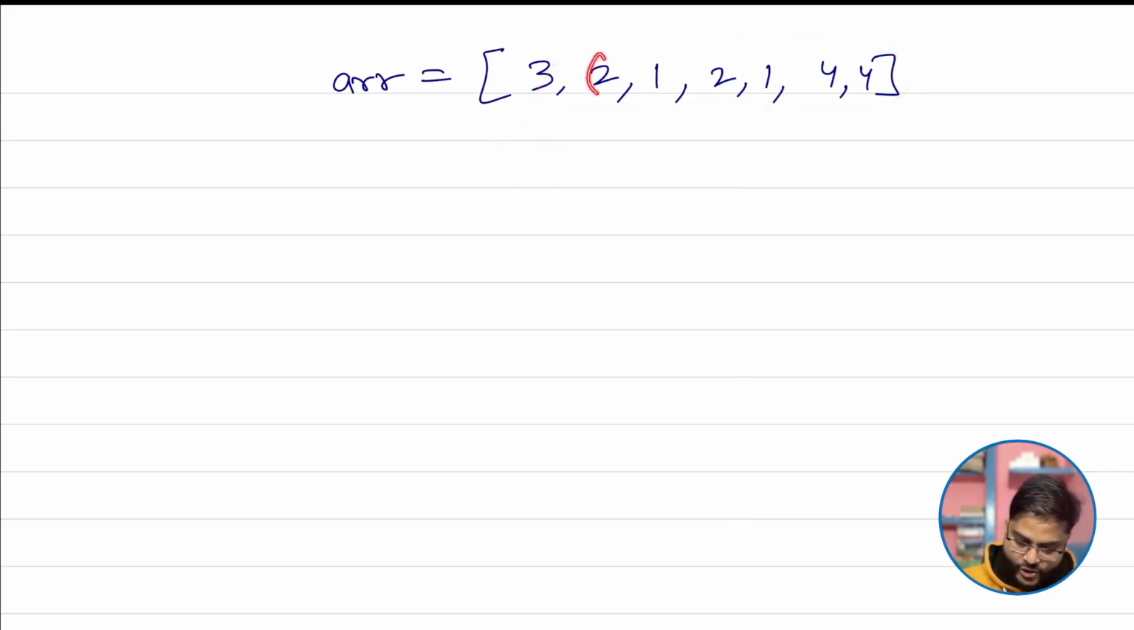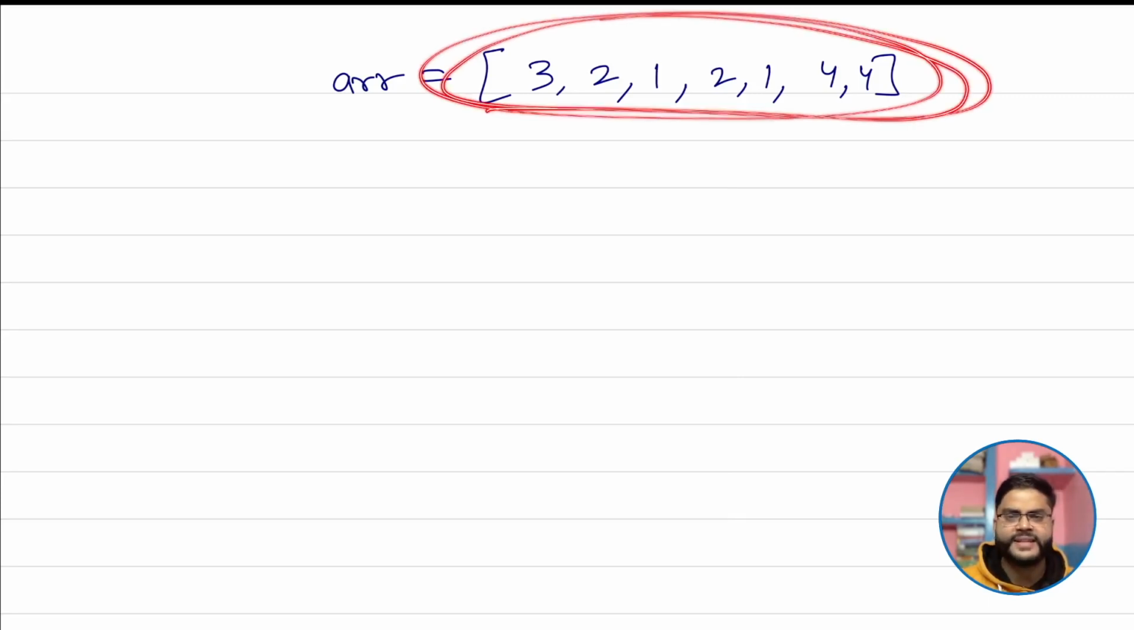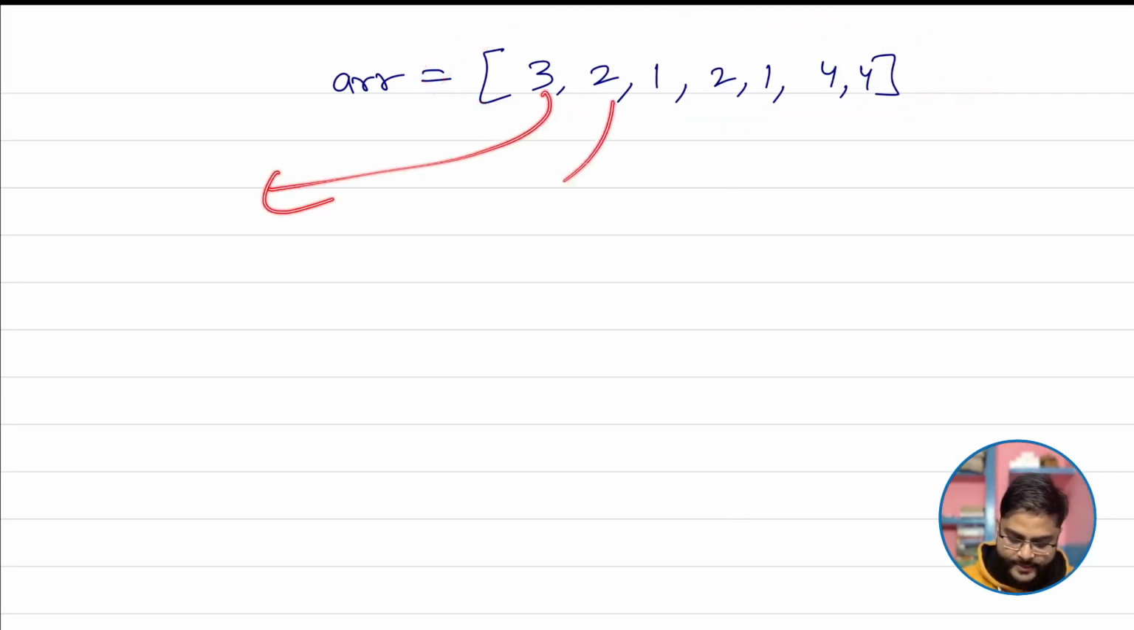Okay, 2 is occurring twice, 1 is occurring twice, 4 is occurring twice. So how can we use a map? My idea is I want to traverse the array and put all the elements and their counts in a map. I hope you know how to use a map.